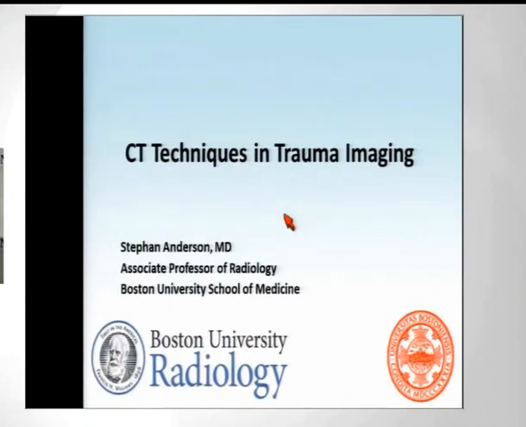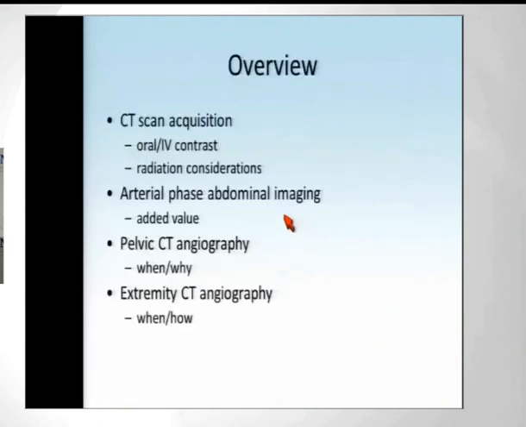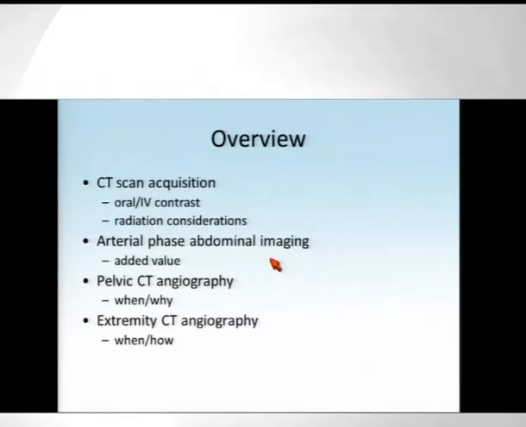So I'll spend the next 30 minutes or so discussing CT techniques in trauma imaging. What I'd like to cover is a discussion initially about CT scan acquisition, talk about the use of oral and IV contrast in trauma imaging, talk briefly about radiation considerations before moving into three distinct areas. Firstly, arterial phase abdominal imaging, and present some data that there may be some added value to this practice. Talk about pelvic CT angiography as well as extremity CT angiography and their use in trauma imaging.